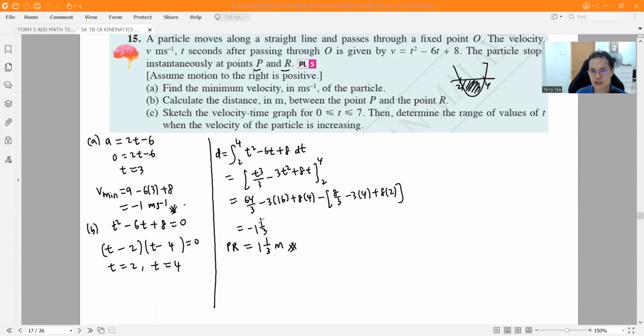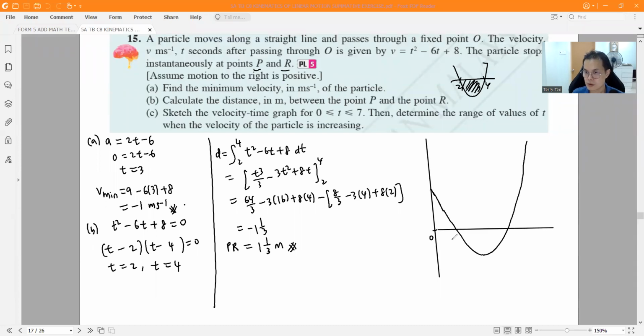Okay, lastly, sketch the velocity time graph. But this time I'm drawing from 0 to 7, right? So we got 2 to 4. It looks like this. 0 to 7 looks like I'm going to go down and up. Okay, so let's just add this line. Maybe I move this higher a little bit, right? And I draw here, and add the vertical line. Hope it's not too ugly. All right, so this is 0, this is 2, this is 4, this is 7.